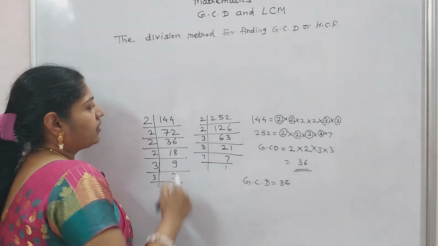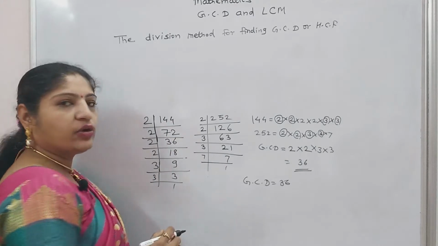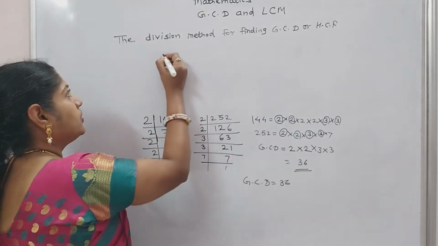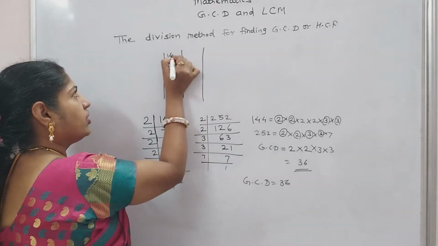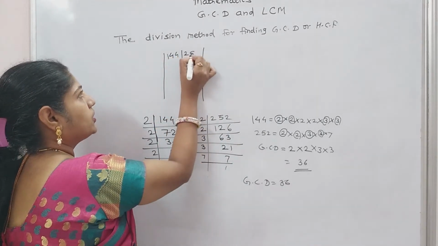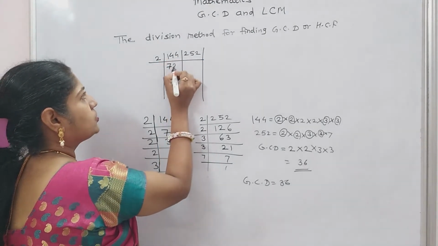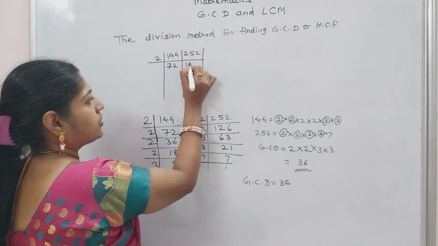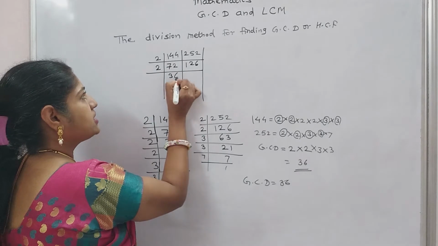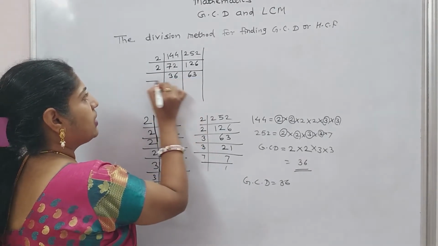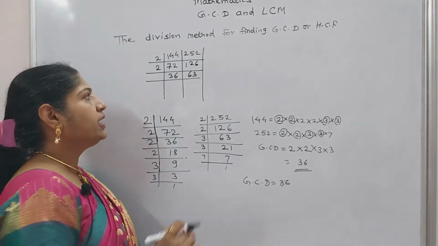Separately, I find out the factors of 144 and 252. There is another method to find the common factors. Take common of 144 and 252. These numbers are divisible by 2: 72, 126. This is divisible by 2: 36, 63. Now this is divisible by 2, but 63 is not divisible by 2.